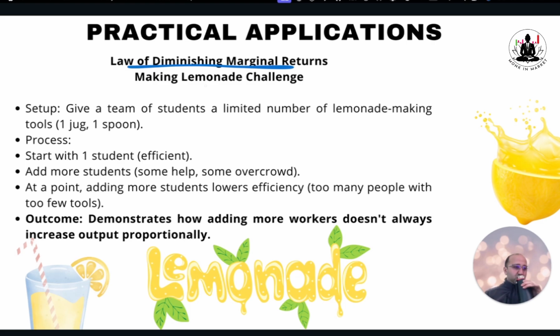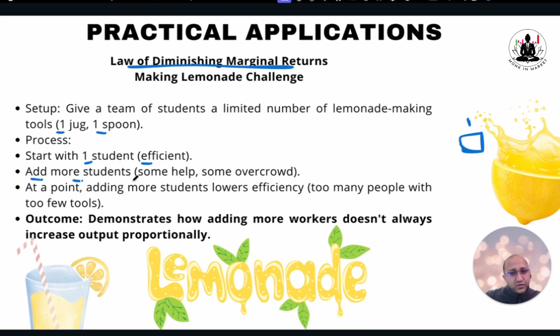Just give me a moment. Now you have started a business of making lemonades. The best example over here is that you have one machine to produce lemonades, right? On this machine, only one person can work. Fine, right? So one jug, one spoon, these are the tools you are having. So you started with one student. One student is the efficient way.